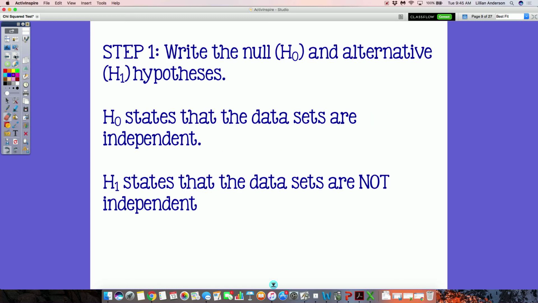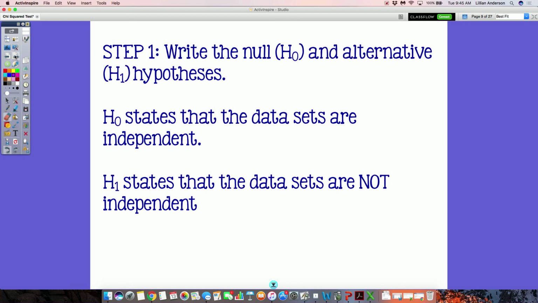Step 1. You always want to write your null hypothesis and your alternative hypothesis. The symbol H sub 0, and that is a 0, that's not an O, represents null. And H sub 1 represents your alternative hypothesis. The null hypothesis basically states that the data sets are independent. The alternative hypothesis states that the data sets are not independent.